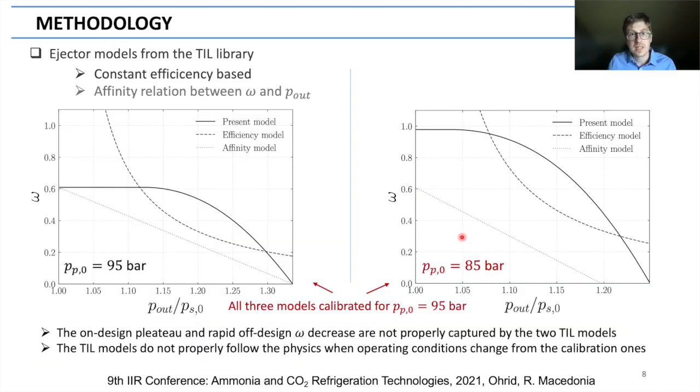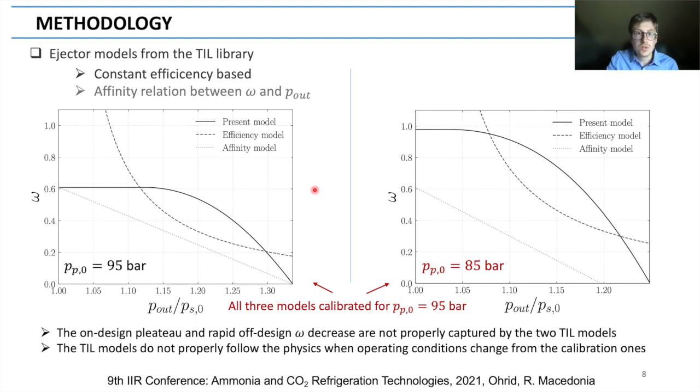And so the TIL library also comes with two ejector models. The first one is based on the definition of a constant ejector efficiency. And the second one defines a linear relation between the entrained mass flow rate and the outlet pressure. However, it was found that those two models have limitations, which is why the in-house ejector model was implemented.